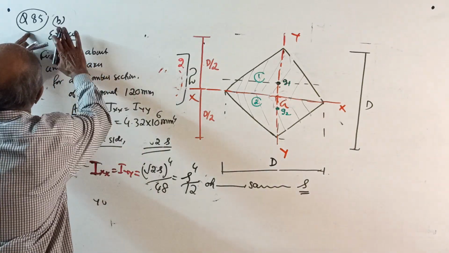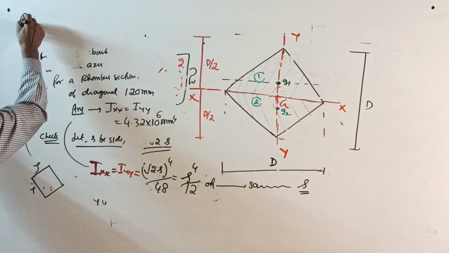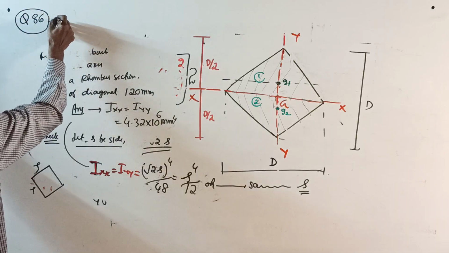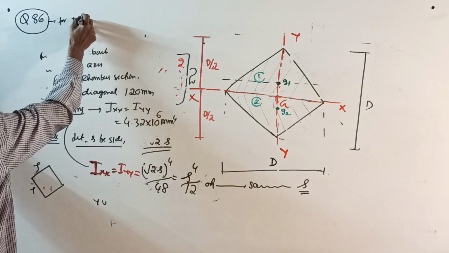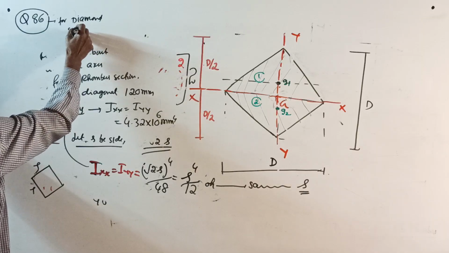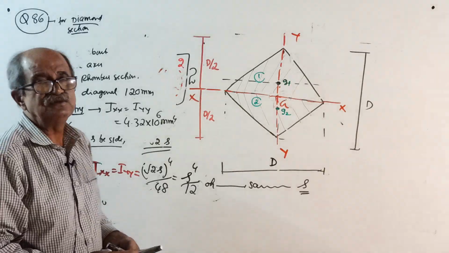Now 85 over. Now I will go to question number 86. That is for diamond section. Okay, last one. Diamond section. I will do one thing now. I will write something and then explain to save the time.